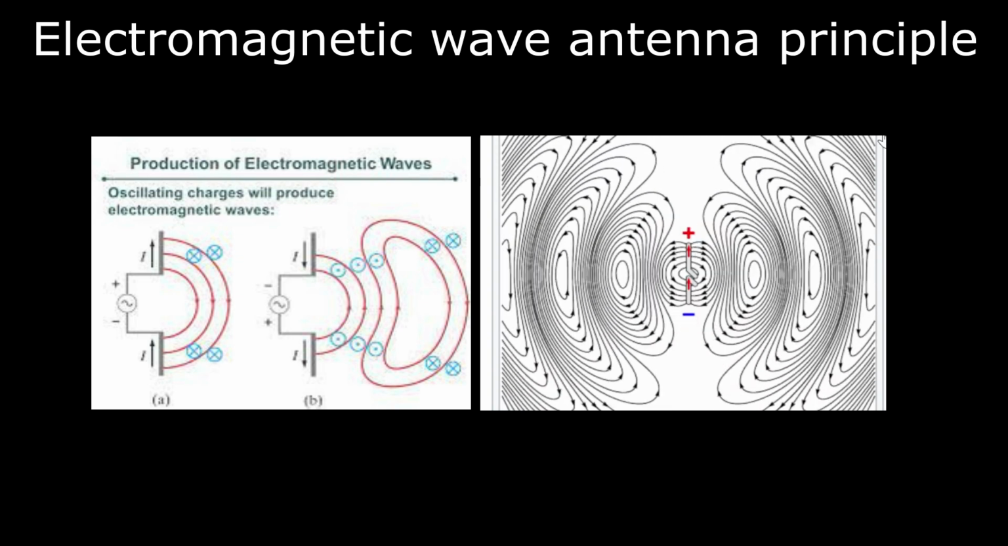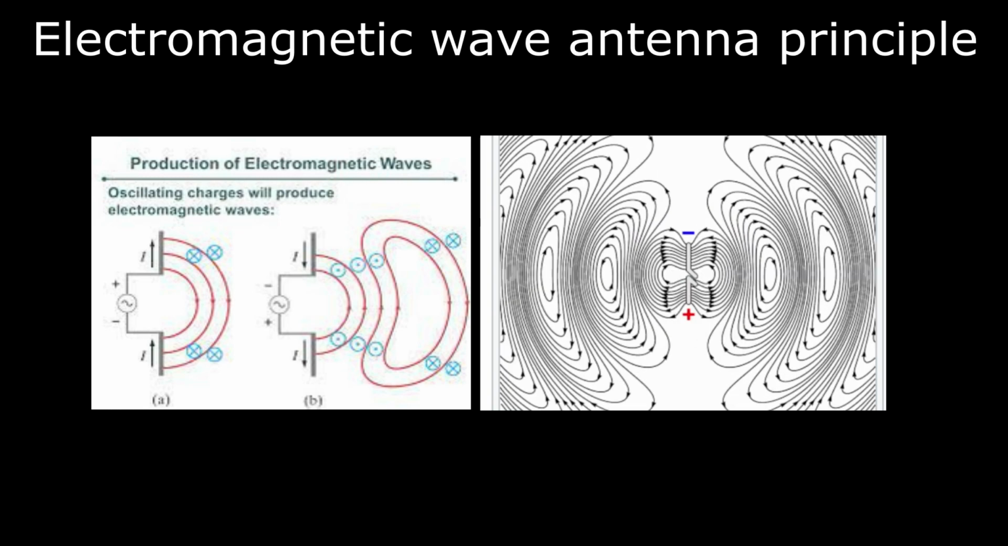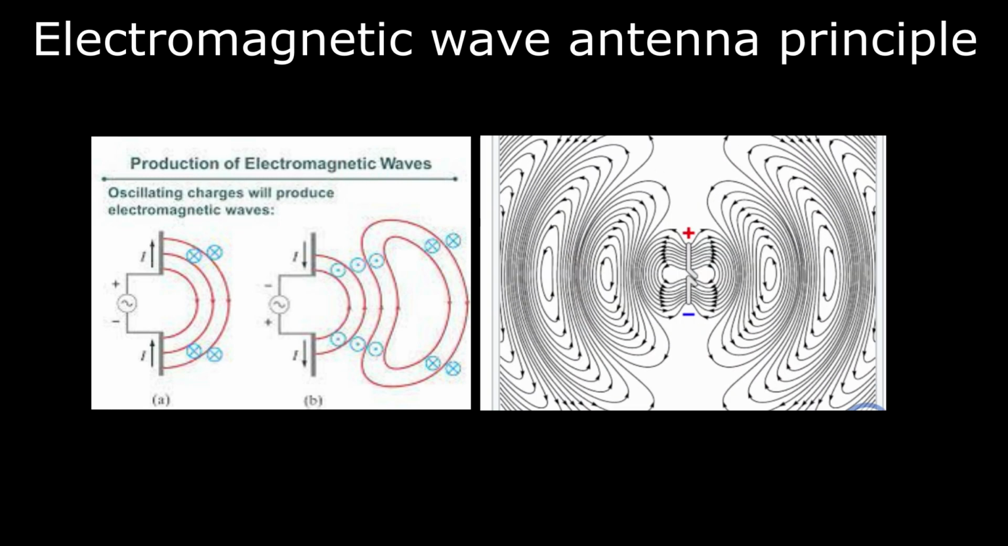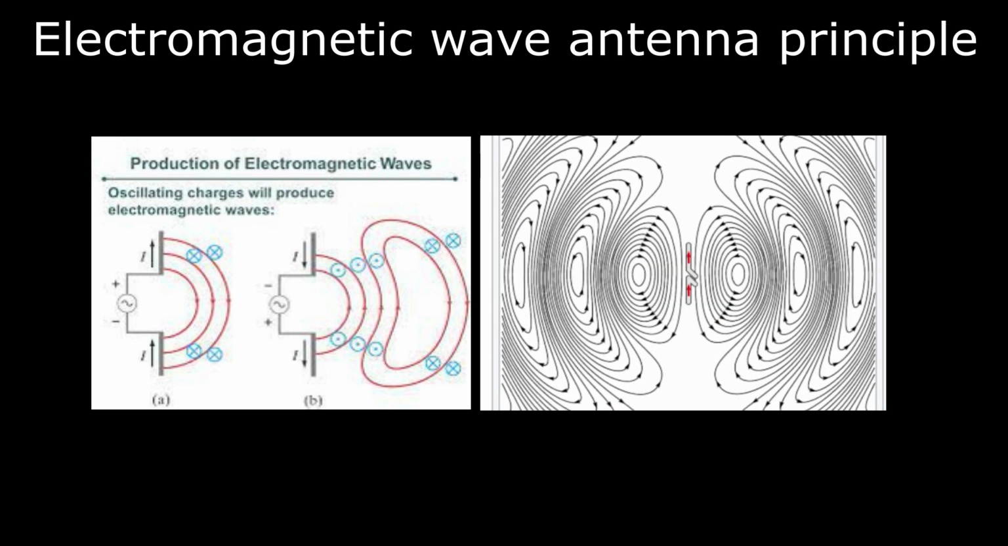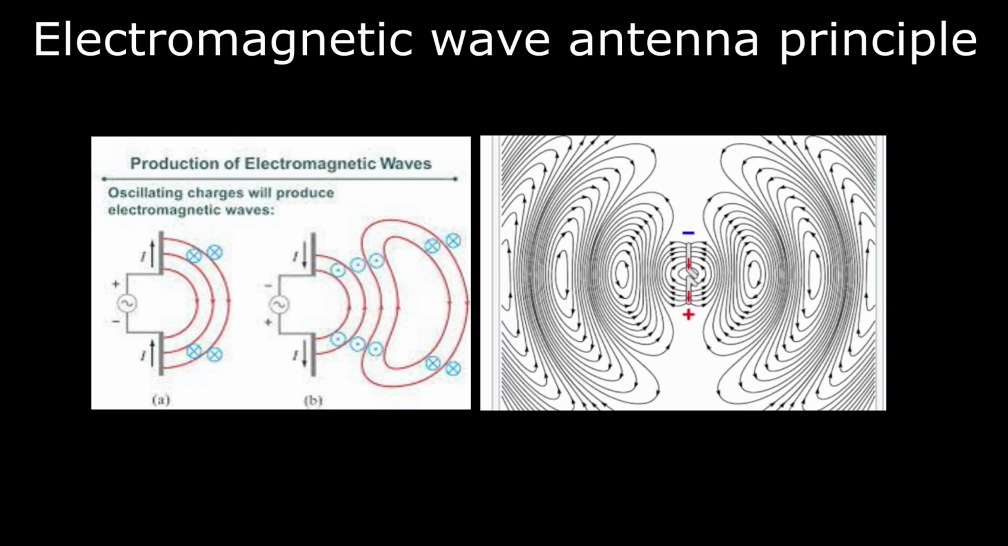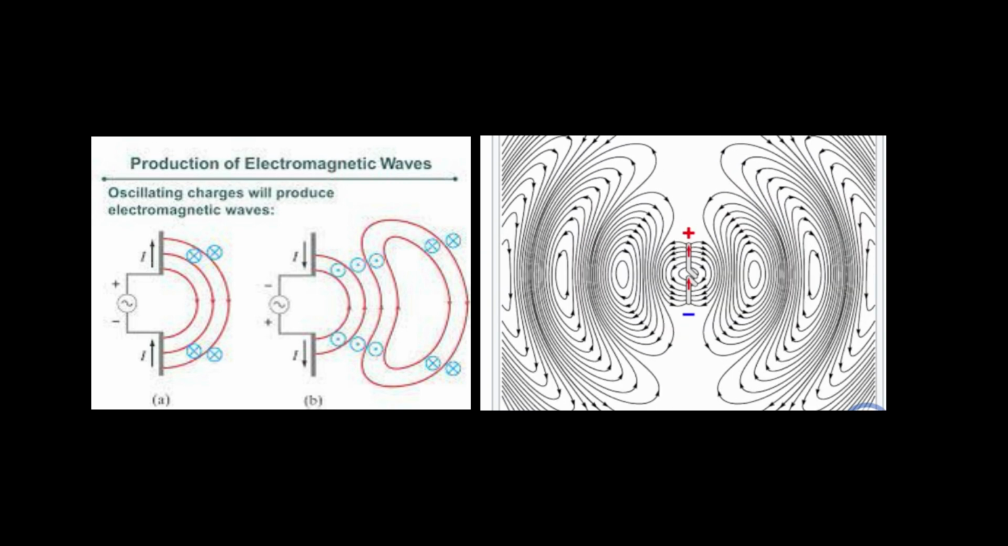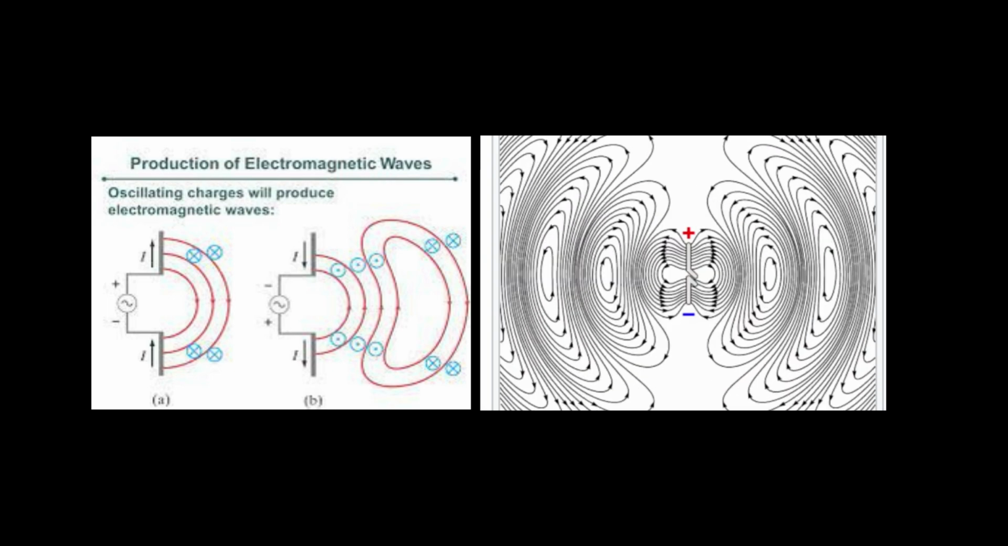This interactive cycle continues, with alternating electric field inducing alternating magnetic fields, and alternating magnetic fields in turn inducing alternating electric fields. This process results in the formation of electromagnetic waves.